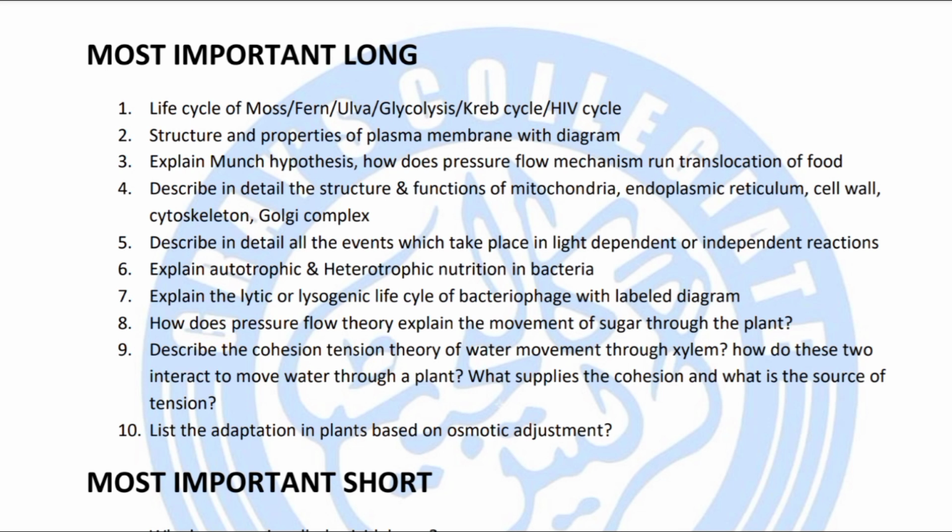Next, explain the Munch hypothesis and how the pressure flow mechanism runs the translocation of food. Describe in detail the structure and functions of mitochondria, endoplasmic reticulum, cell wall, cytoskeleton and Golgi complex. Fifth question: describe in detail all the events which take place in light dependent as well as independent reaction.